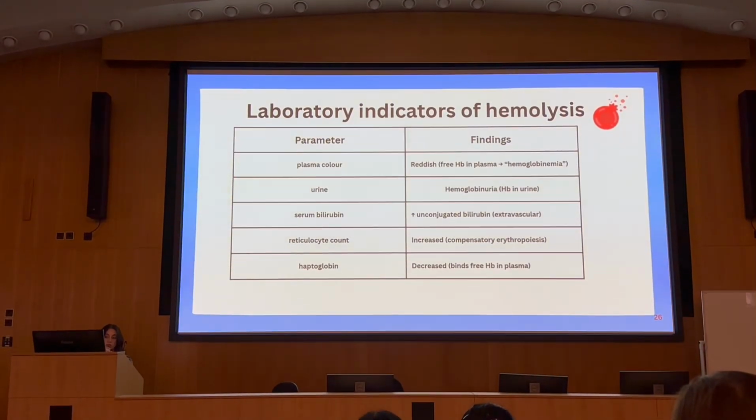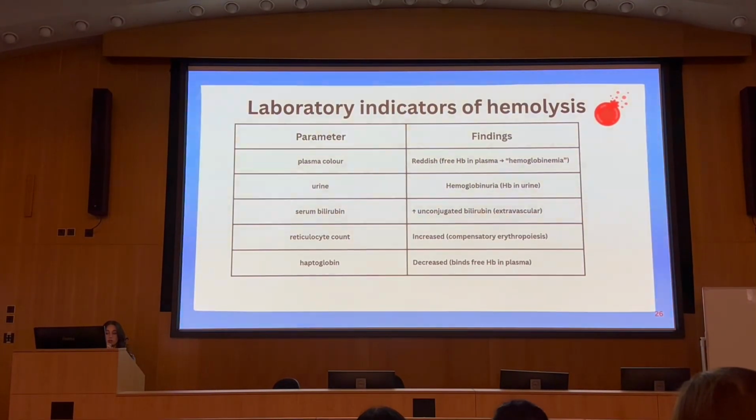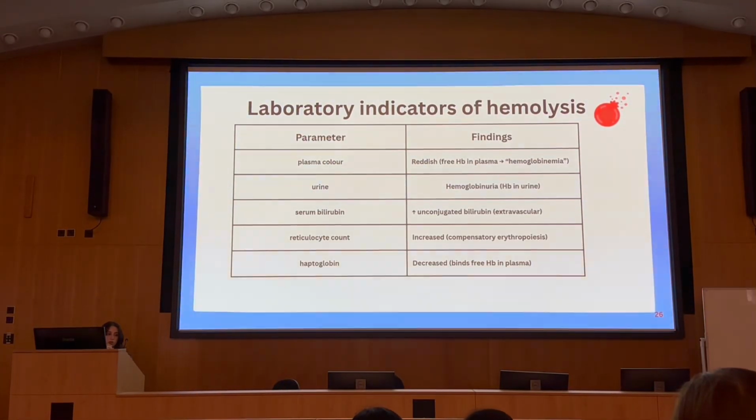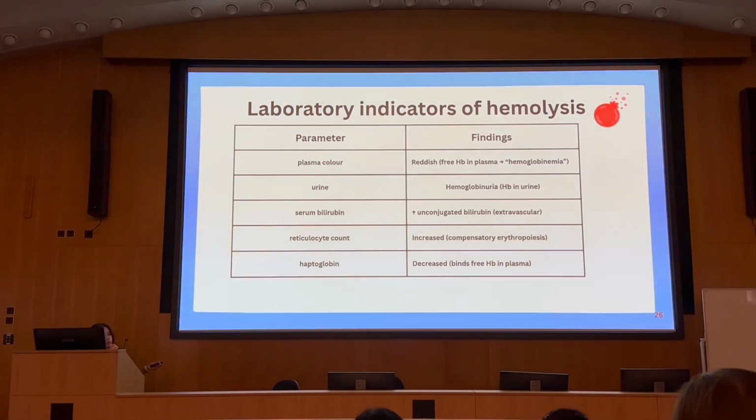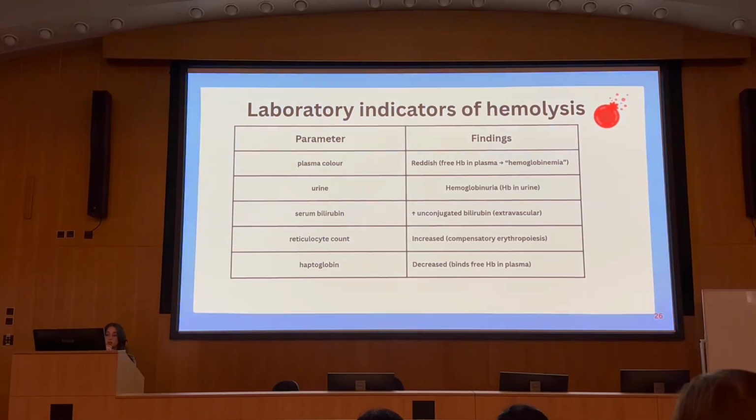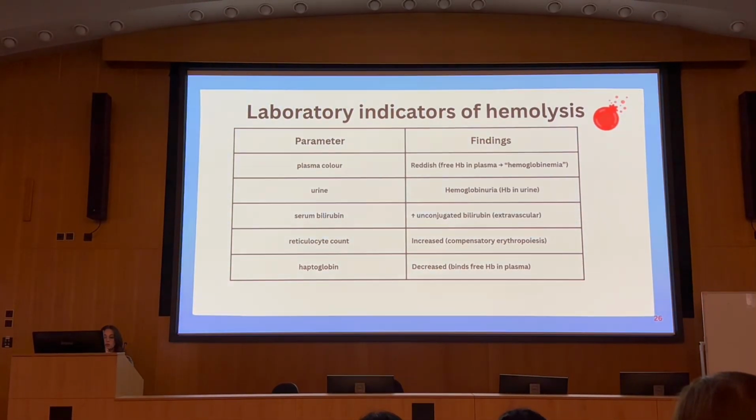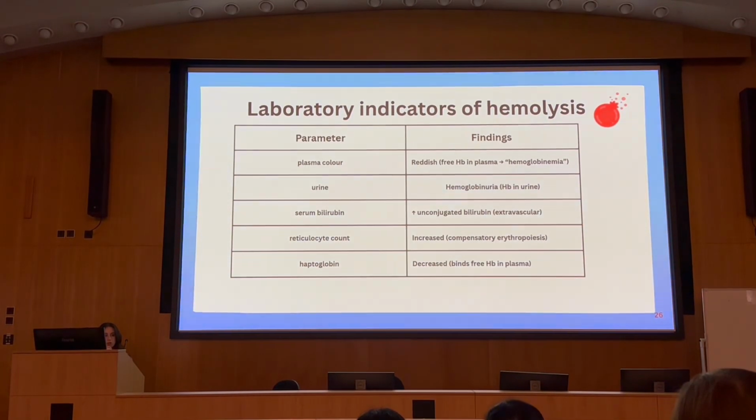Reticulocyte count is going to be increased to compensate for erythropoiesis because we are losing red blood cells. And then you have haptoglobin, which we'll also get into in the next slide. It's being decreased because it's binding to the free hemoglobin in the plasma. It's being taken up.